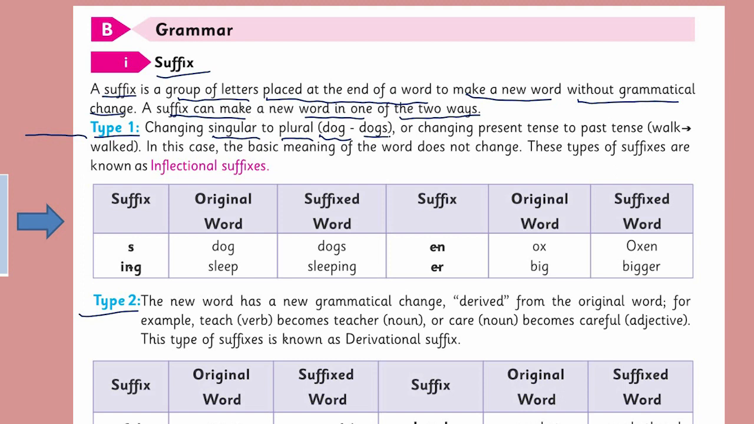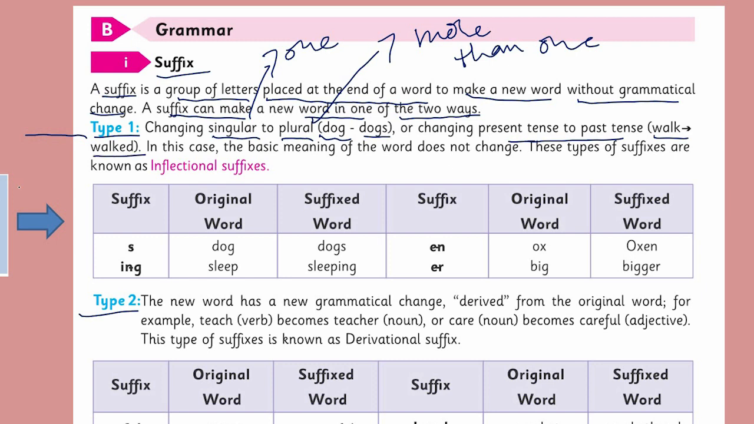I hope you have learned the concept of singular and plural. Singular indicates one thing or one person, and plural indicates more than one. Or changing present tense to past tense, like walk is present tense and walked is the past tense. Present means something is happening in the present, or past means something that happened in the past. In this case, the basic meaning of the word does not change.